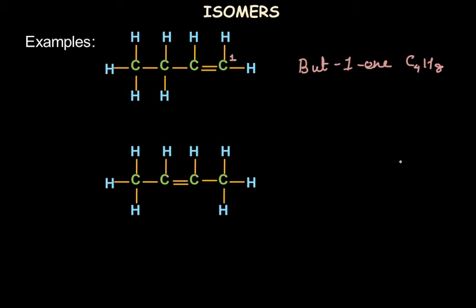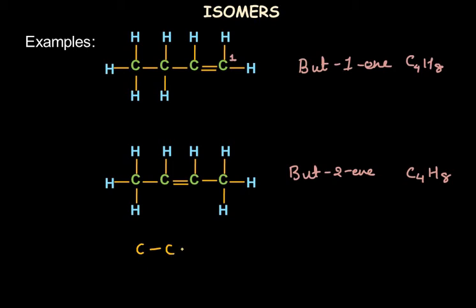Now if you check the molecular formula of the next isomer, that also is C4H8, but the position of the double bond has changed, so the name also changes, that is but-2-ene. The structure has changed but the molecular formula remains the same. We can still have one more isomer of the same molecular formula, and let's try that.